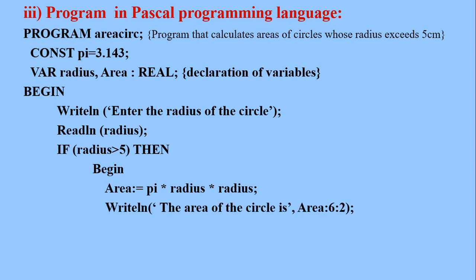Then write the following on the screen. The area of the circle is, pick what is in the memory location called area, display it on the screen, formatted as follows. It should be a maximum of 6 characters, but 2 of those characters should be reserved for the fractional part. So display the statement, the area of the circle is whatever is in the memory location called area, but the fractional part or the decimal point should not be more than 2 digits.